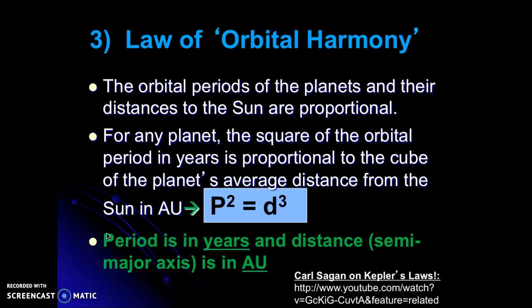So the period, or how long it takes to orbit the sun, is proportional to how far away the planet is from the sun. We represent that distance as lowercase d, also called the semi-major axis of the ellipse, and we measure this in astronomical units. So for any planet, the square of the orbital period in years is proportional to the cube of the planet's average distance from the sun. So this is just a relation showing how quickly the planet moves around the sun is proportional to how far away it is by the square of the period and the cube of the distance. You can check out the video down there for a little bit more on Kepler's law by Carl Sagan.